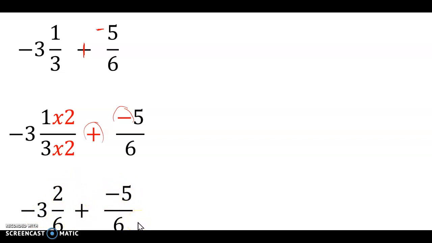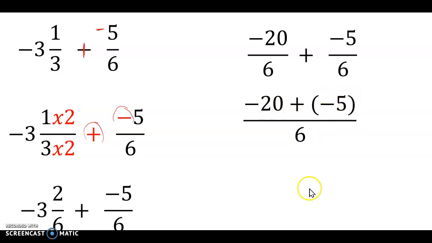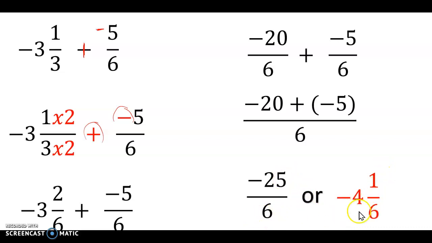Now you got two options. One, you can just add them, or you can change the negative 3 and 2/6 to improper, which I did. So I changed this negative 3 and 2/6. You go 6 times 3 plus 2. That's 20. Still a negative over 6 and negative 5 over 6. Since I have two negatives, I'm going to add and keep the sign. I get negative 25 over 6. And if you divide 6 into 25, you get 4 with 1 left over, so you get negative 4 and 1/6.